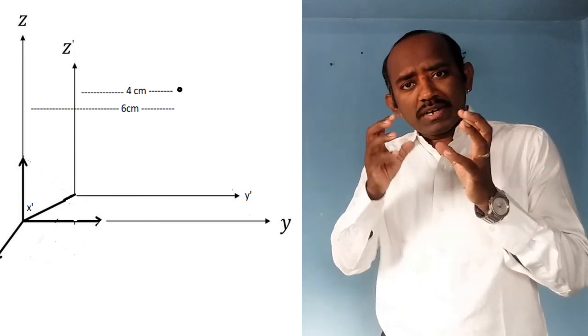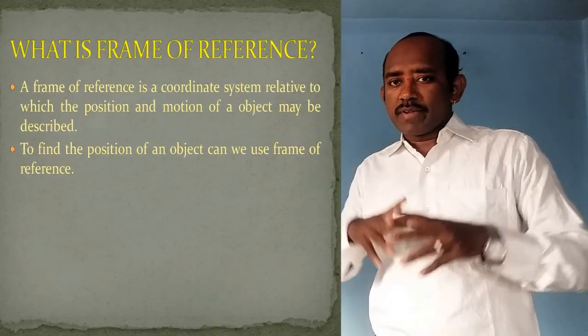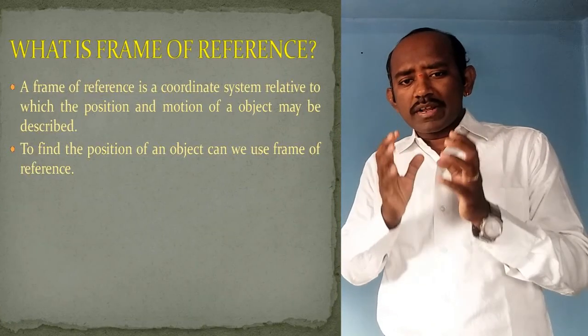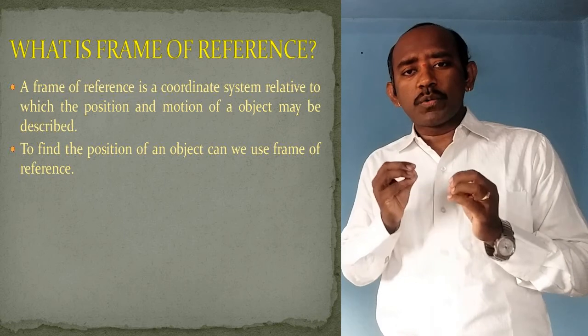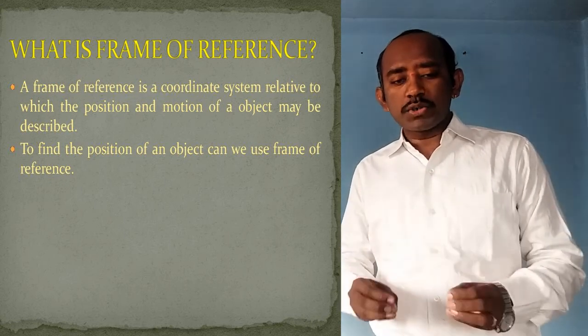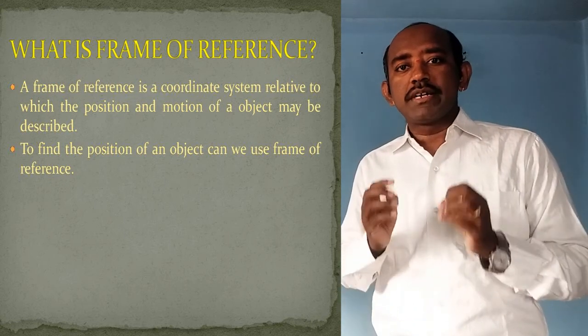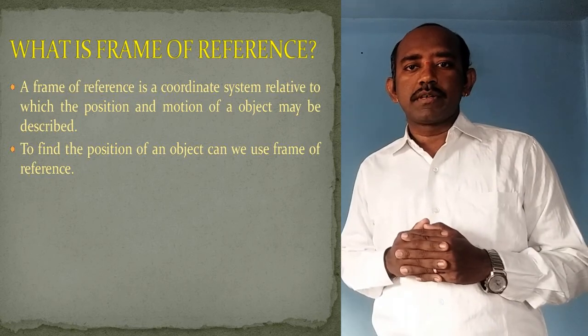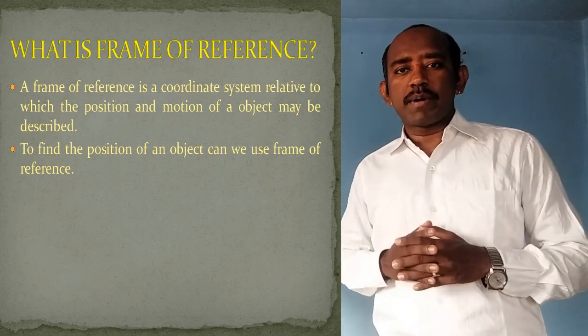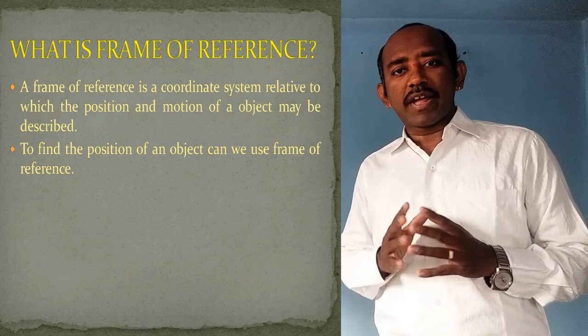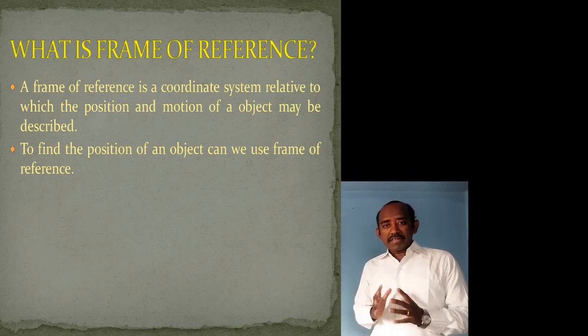What is a frame of reference? Frame of reference is a coordinate system relative to which the position and motion of an object may be described. To find the position of the particle, we generally use the frame of reference. Let us take an example.